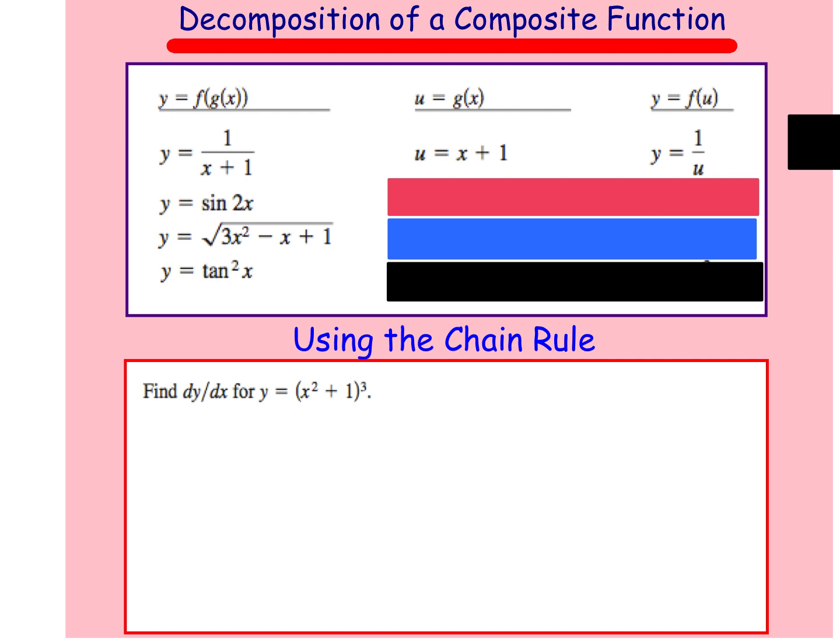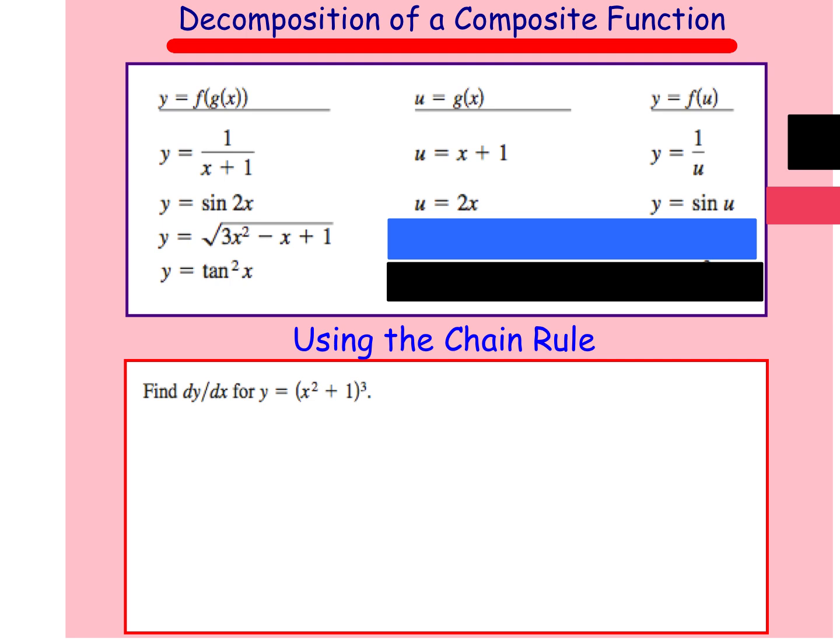Let's do it again. If I have sine of 2x, what is my inside part? 2x is my inside part. And so then what's my outside part? Sine x. We're not taking a derivative at all. We're just talking about inside and outside composite parts.